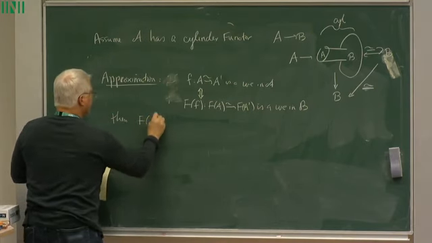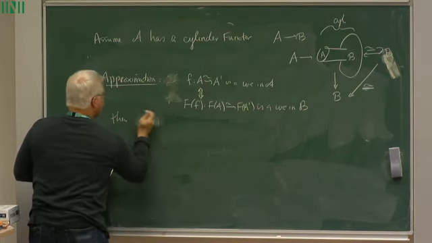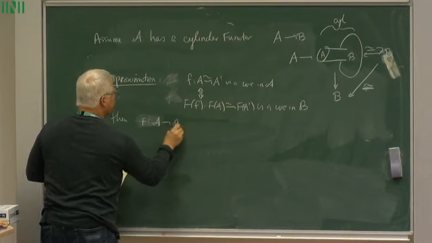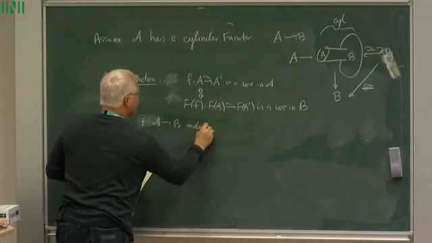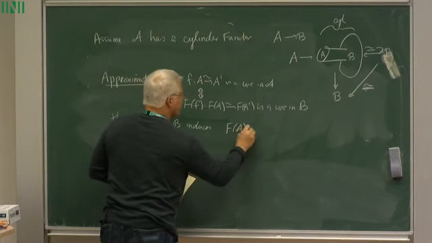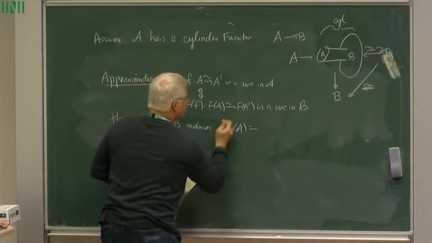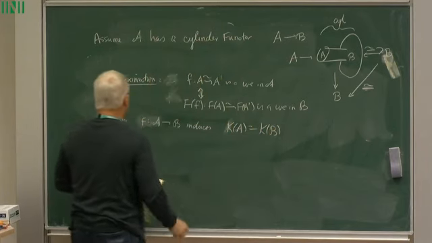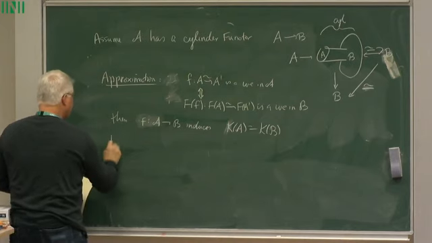Then f takes A to B, and induces a map from K of A to K of B. And then the other property is localization.